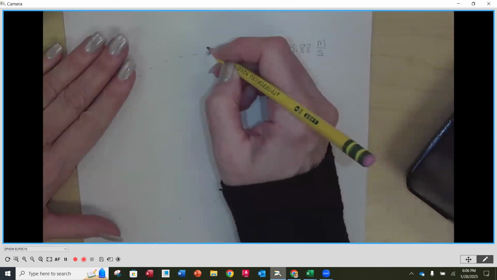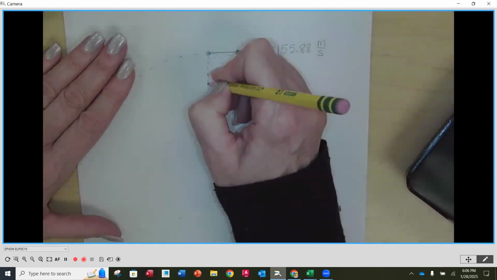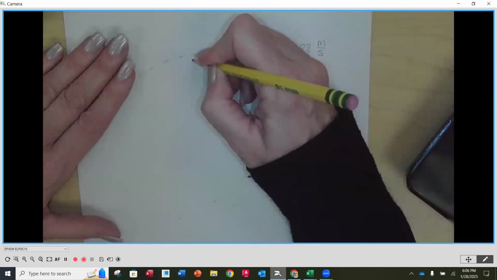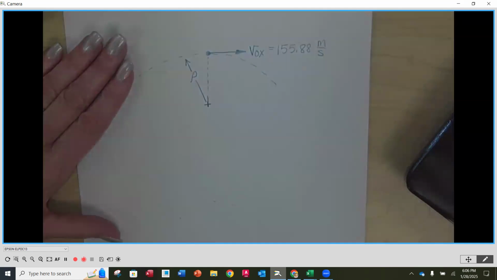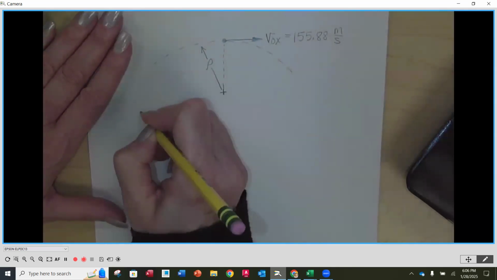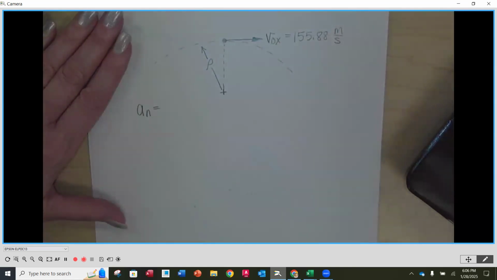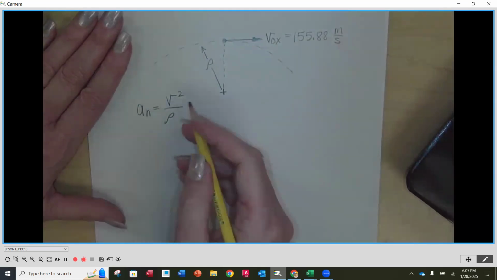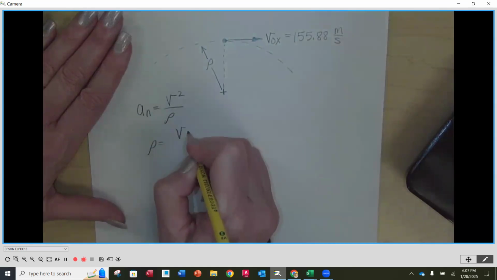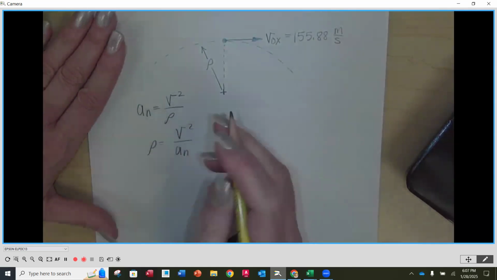Now if we look at the radius that's created for that curve, this distance right here is rho, right? That's that radius. That's what they want to know for this problem. All right, now acceleration, because to find rho, as we know, rho is in the normal acceleration equation. So normal acceleration is going to be v squared divided by rho. So if we rearrange this, rho is going to be equal to v squared divided by the normal component of the acceleration.